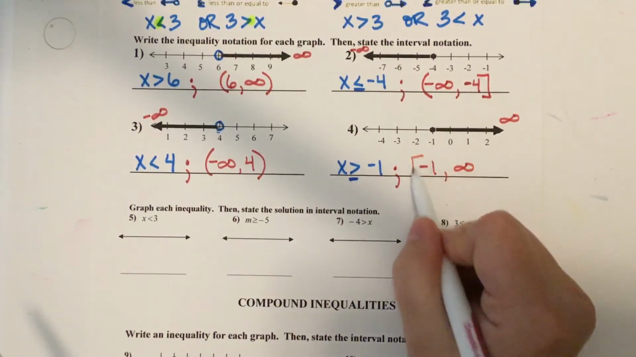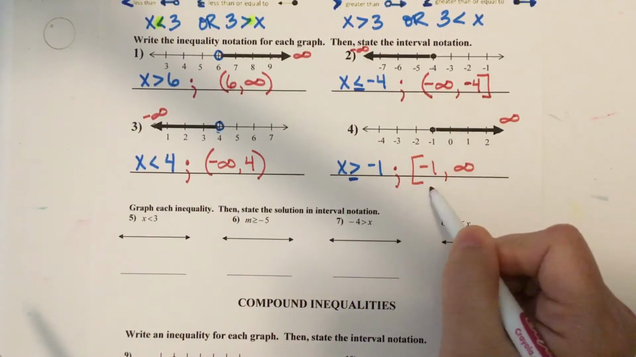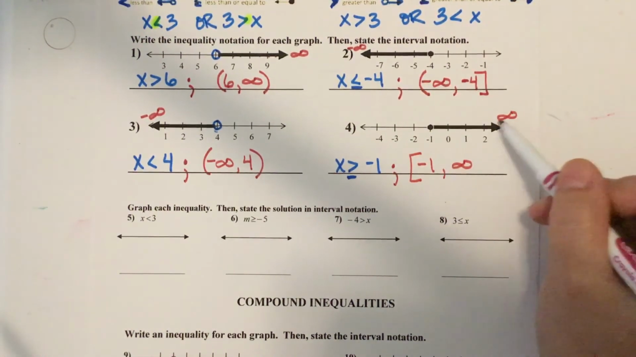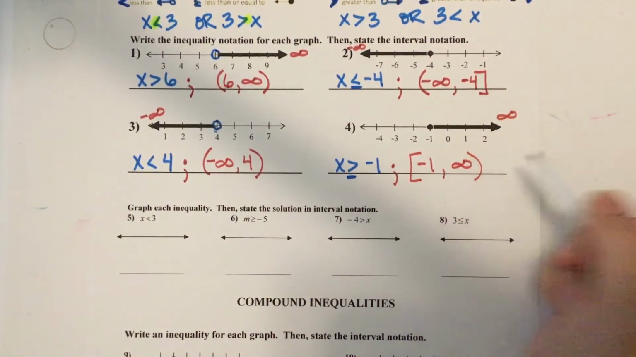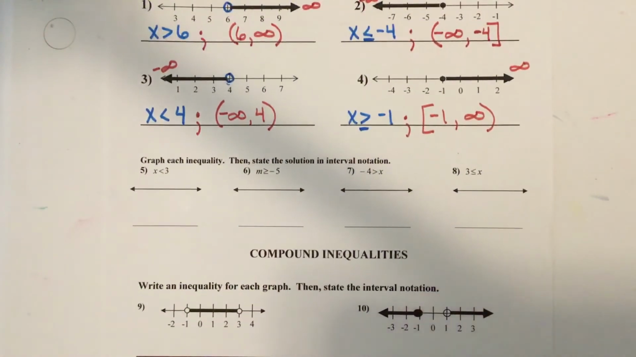Closed circles get brackets. So whenever you equal something, it gets a bracket. But you can't equal infinity, so it's always a parenthesis. So infinity and negative infinity are always parentheses. Okay, what do you think? Hopefully not too bad.